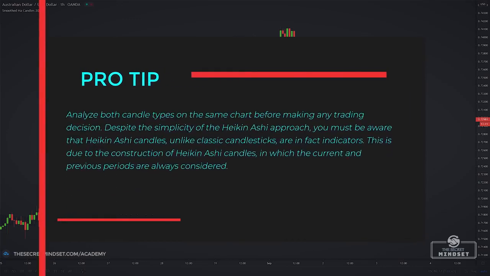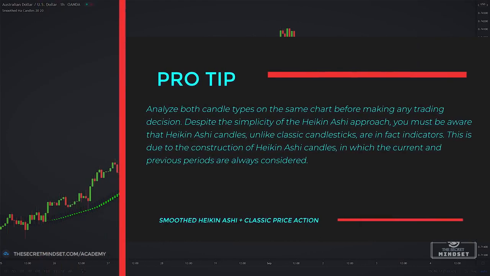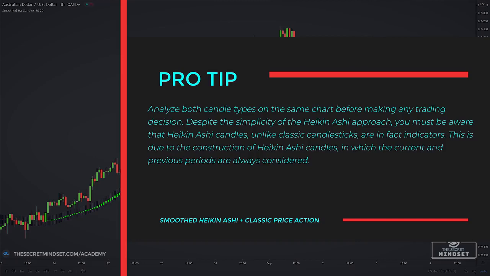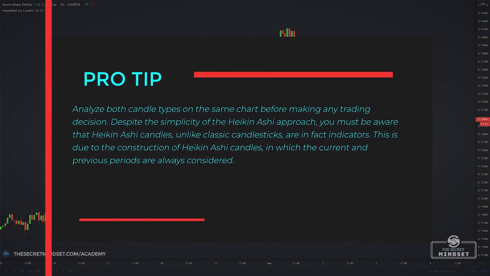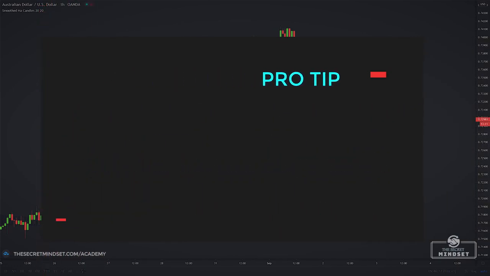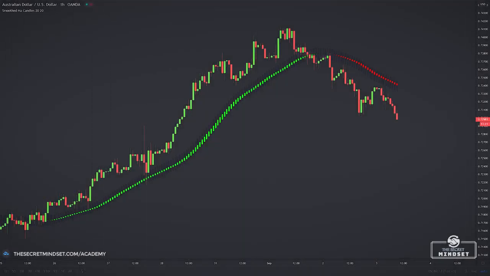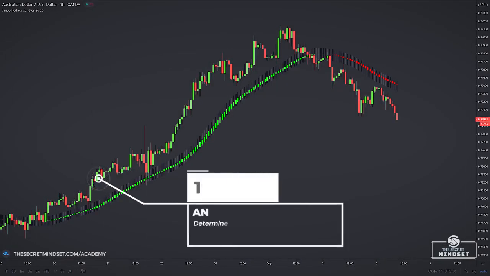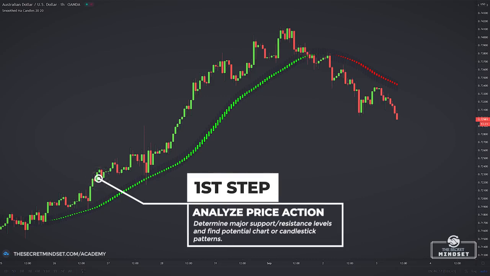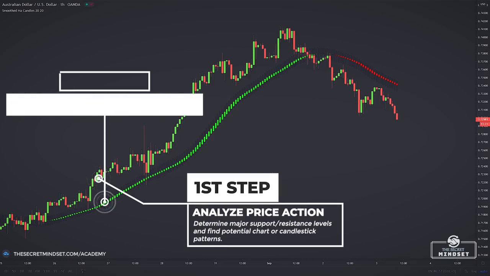Despite the simplicity of the Heiken Ashi approach, you must be aware that Heiken Ashi candles, unlike classic candlesticks, are in fact indicators. This is due to the construction of the Heiken Ashi candles, in which the current and previous periods are always considered. So the Heiken Ashi candles are not the ultimate trading instrument. That's why the combination between the classic candlesticks and the Heiken Ashi represents a better and a safer approach to trade. You analyze the markets with a classic candlestick chart, and you apply the smoothed Heiken Ashi to filter against false signals.